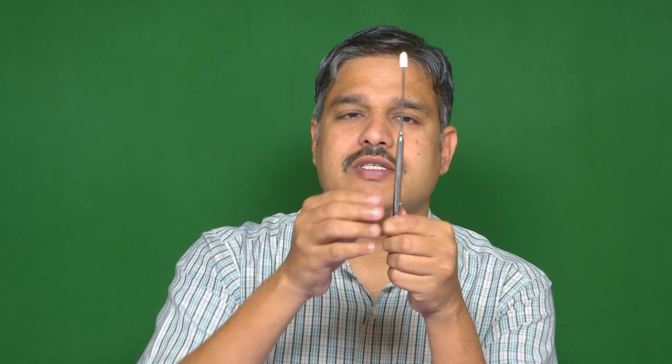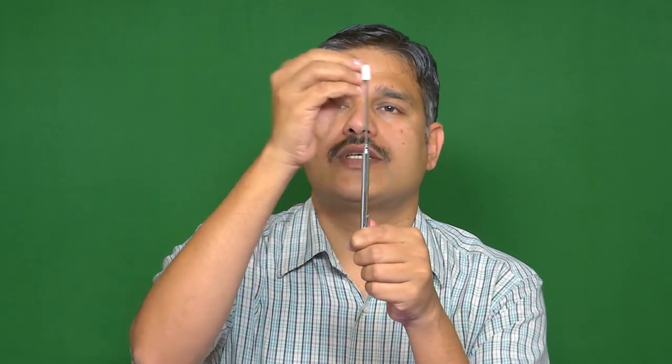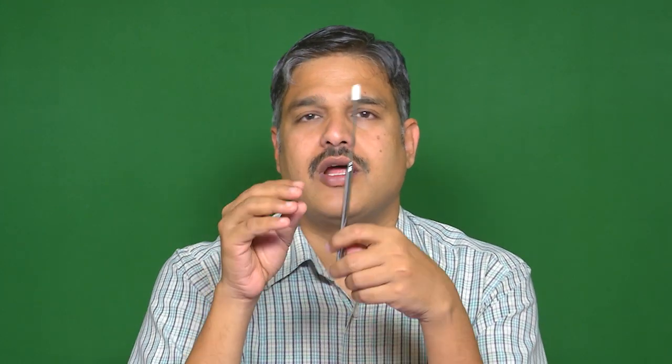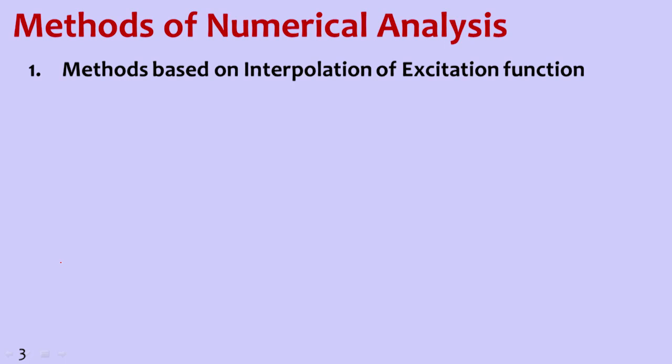So, methods of numerical analysis. We have discussed if a structure is given an input motion, either ground motion or some force applied at the center of the mass, how do we get the solution of the dynamic differential equation, that is, the dynamic equilibrium equation or equation of motion. So, we need to find out u, which is the response of the structure. For that, various techniques are available. One method is based on the interpolation of excitation function, in which we divide the excitation into several parts and find the solution.